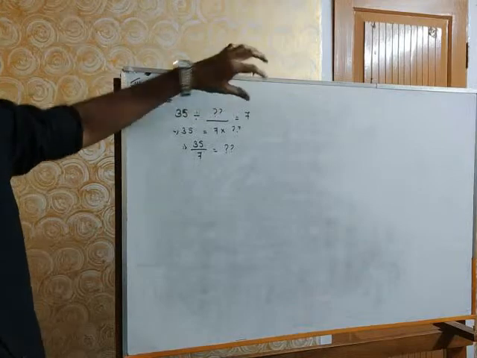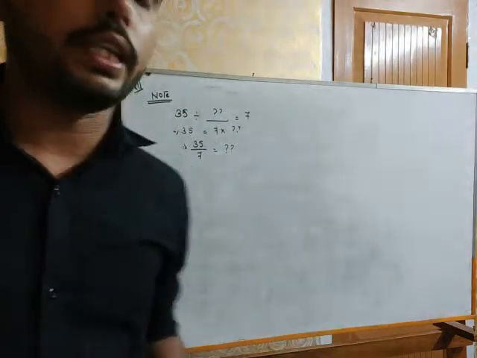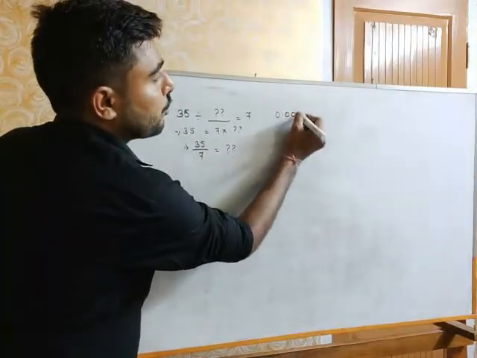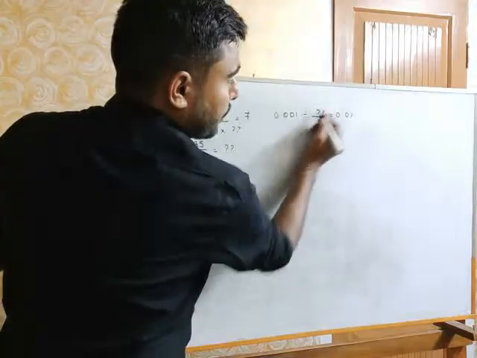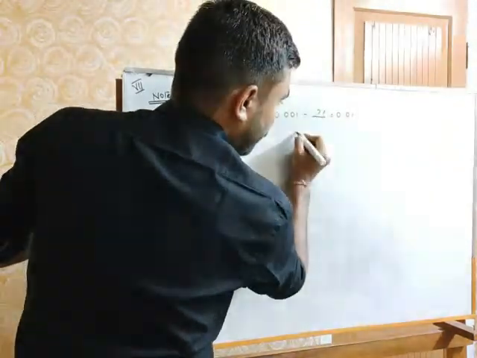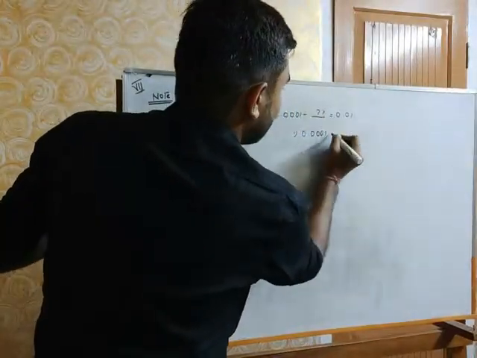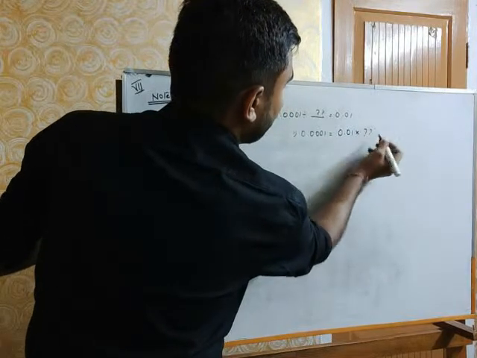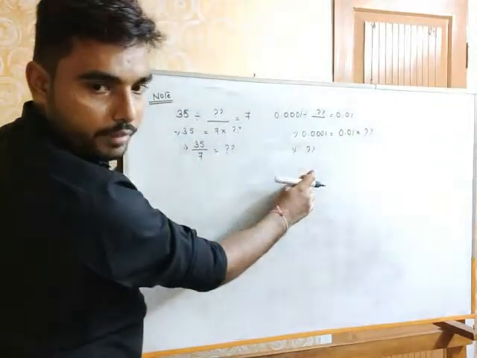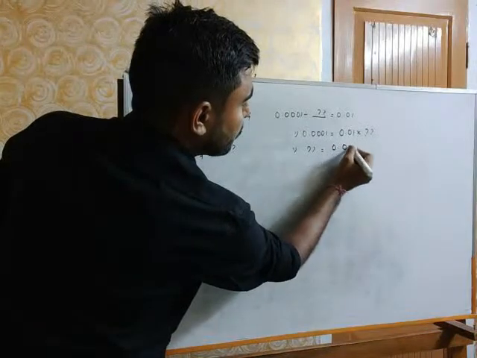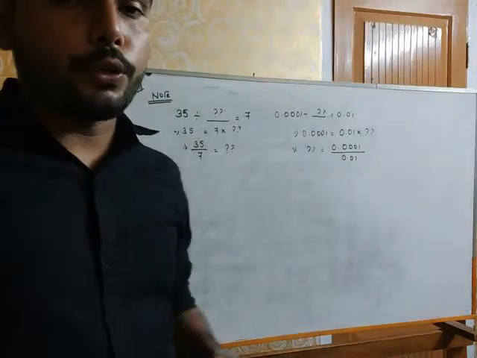Similarly, by what number should 0.001 be divided to get 0.01? So I need to know this number. If it is divided on this side, on the other side it becomes 0.0001 is equal to 0.01 into question mark. So to find the question mark, the number comes to the other side and is divided: 0.0001 divided by 0.01.